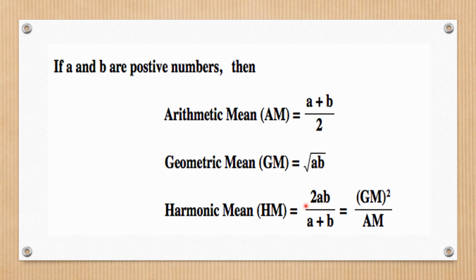Okay, so it is given by 2AB divided by A plus B, or in other terms, the geometric mean whole square divided by the arithmetic mean will give you the harmonic mean. Okay.